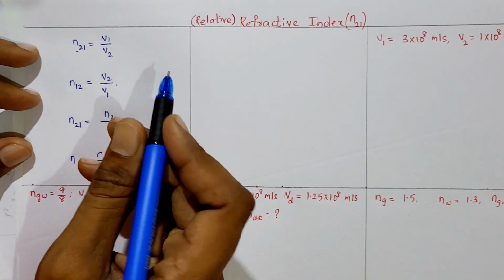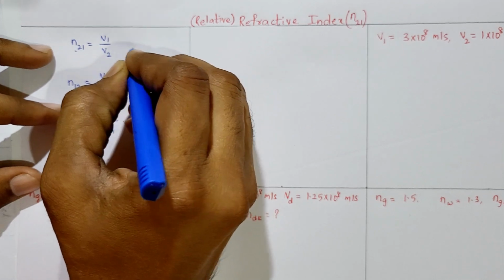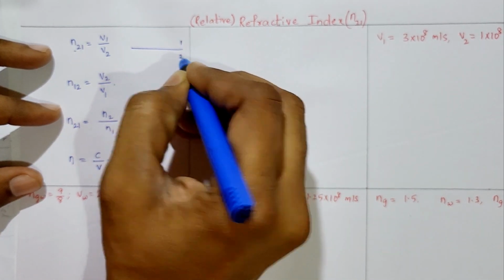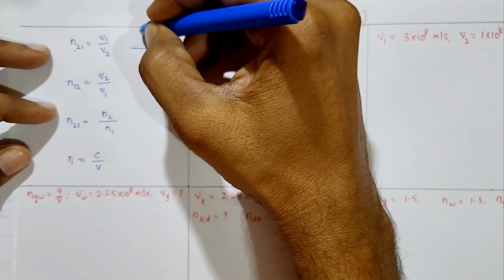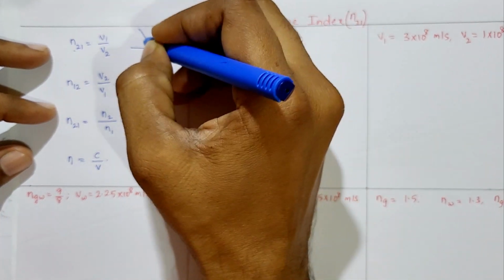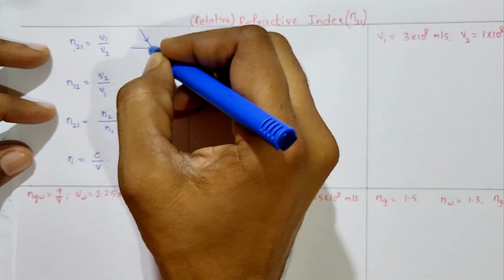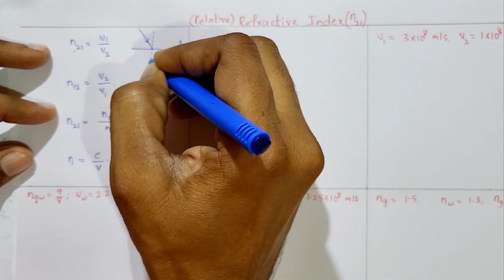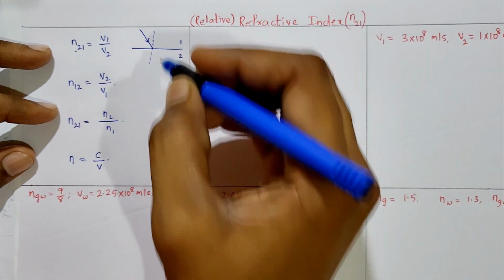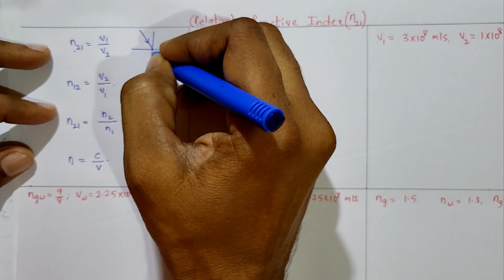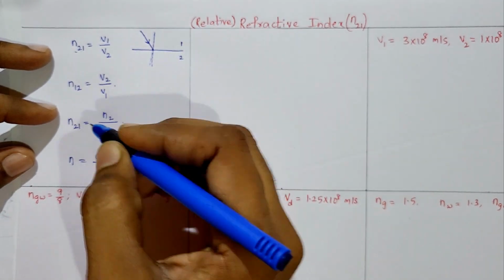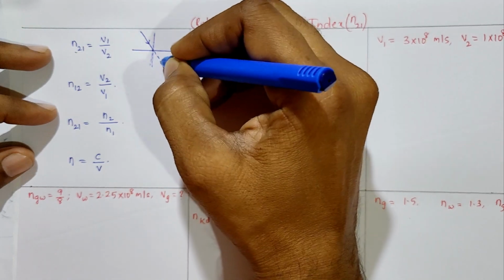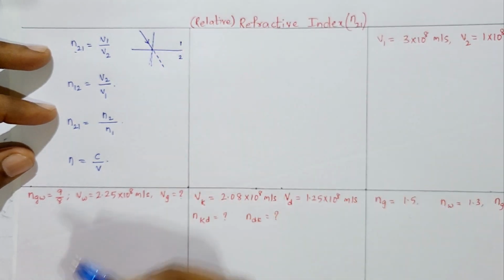When to use this formula? When you have two mediums, this is the first medium and this is the second medium. Imagine that a light ray is traveling from the first medium to the second medium. Where will refraction happen? Refraction will happen here, correct? In the second medium refraction will happen. If refraction did not happen, the light ray would pass straight like this without any deviation.